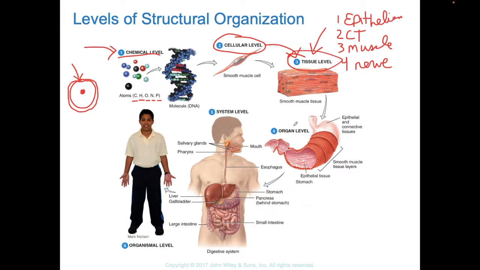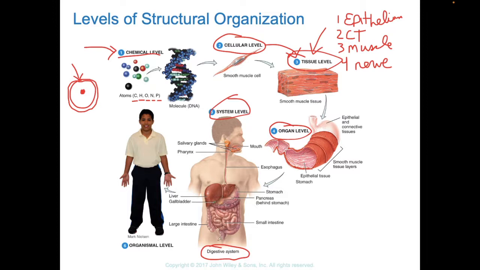So when these tissues come together, they're going to create organs. And when organs come together, in this case we're looking at the stomach, and organs that work in harmony, like the esophagus, the stomach, the small intestine, the large intestine, the liver, and the gallbladder, all come together, now it's going to create a system. This particular system is referred to as the digestive system. We'll cover the digestive system in Anatomy and Physiology 2.